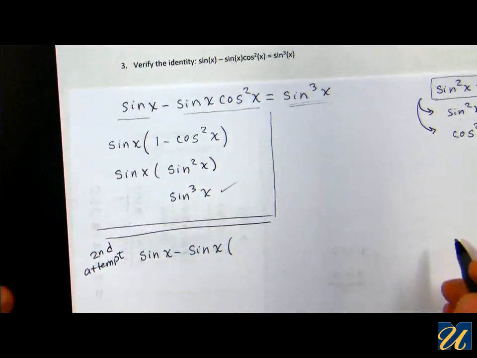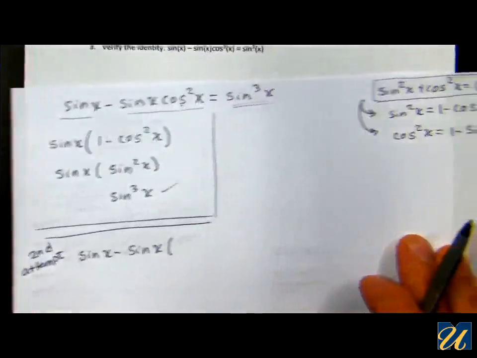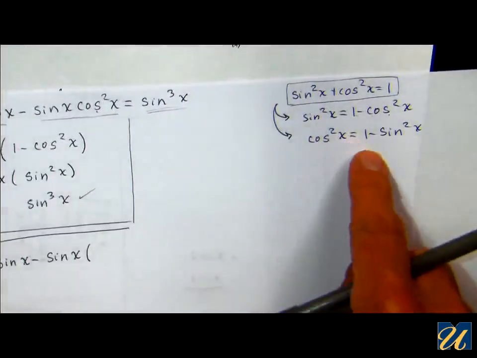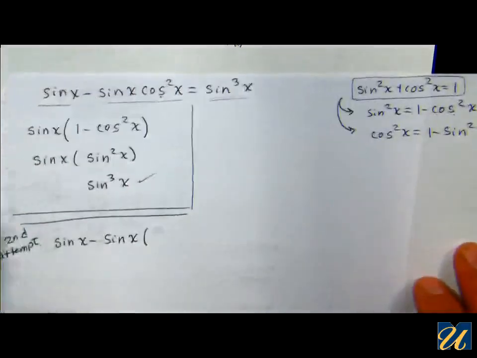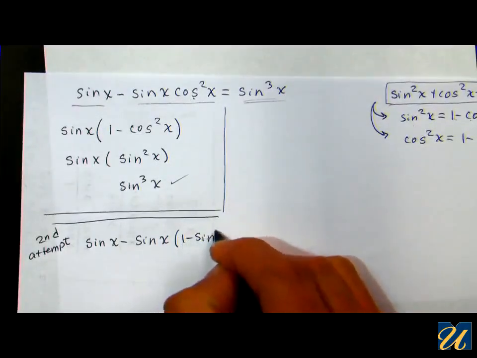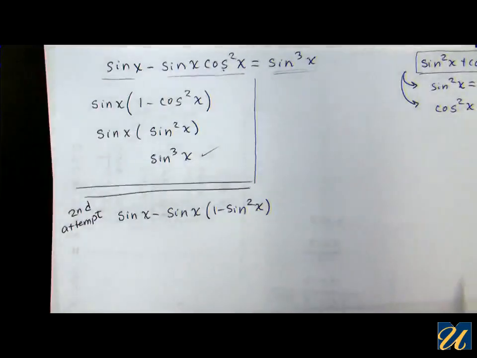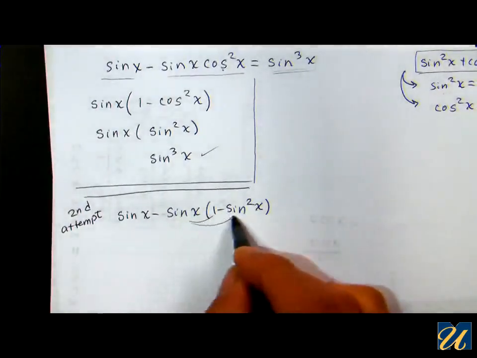Different way to think about it. Cosine square is given by, here it is, 1 minus sine square. So let's try to replace that. 1 minus sine square x. Okay, now what? Maybe we can distribute here.